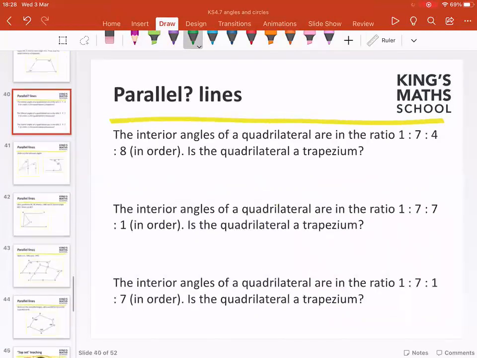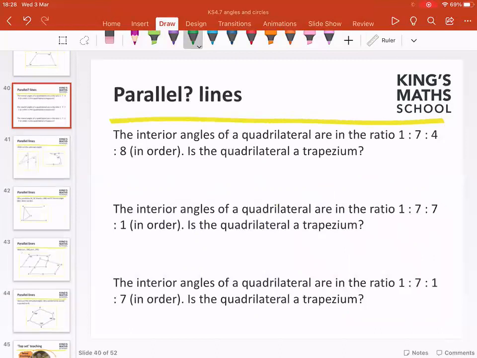So last few examples, think about parallel lines now. So here we've got some interior angles in a ratio. I'm sorry about my typesetting, the fourth part of the ratio being on the wrong side. Is it a trapezium? Well, what have we got?